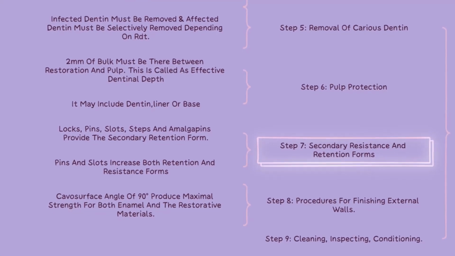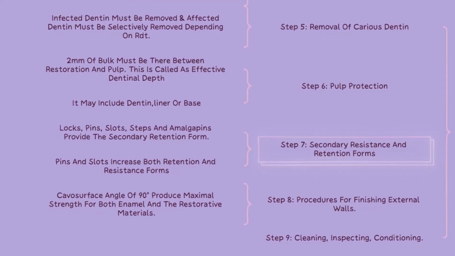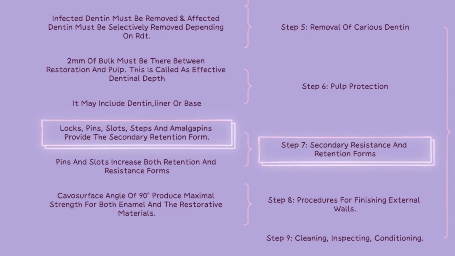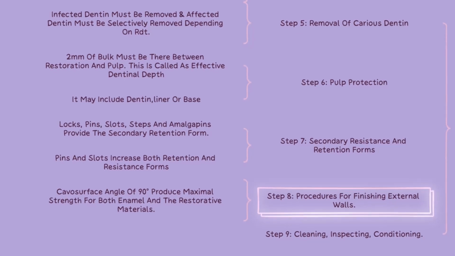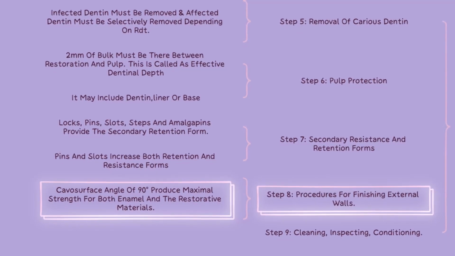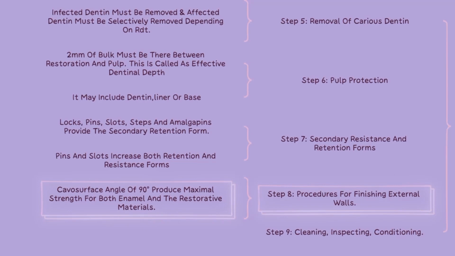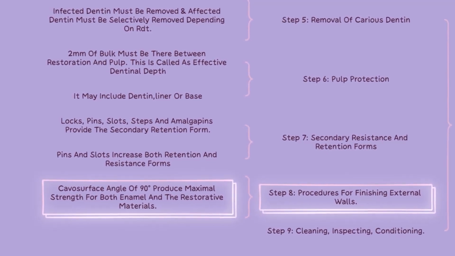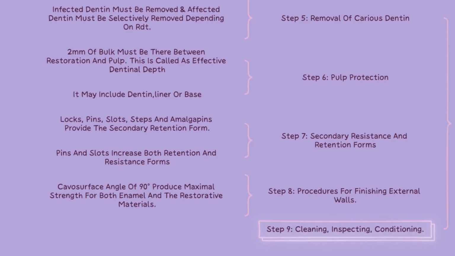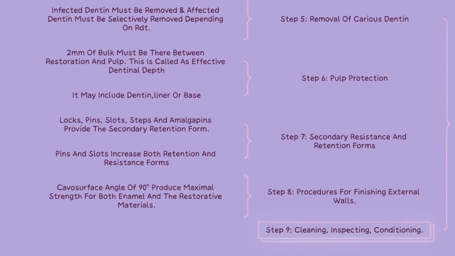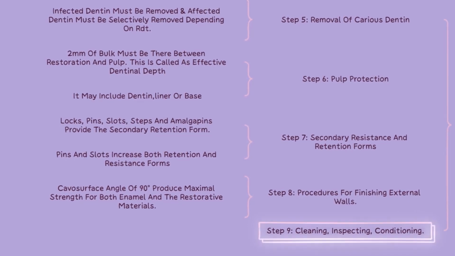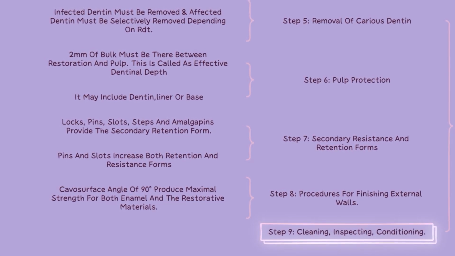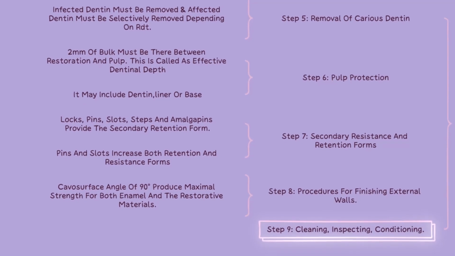These include additional resistance and retention features such as locks, pins, slots, coves, and skirts. Procedure for finishing the external walls. This includes maintaining the cavo surface angle at 90 degrees to produce maximal strength of both enamel as well as the restorative material. Cleaning, inspecting, and conditioning. This is the final step in cavity preparation, which includes cleaning the debris, inspecting the cavity to check the correct shape and form, and conditioning the external and internal walls.